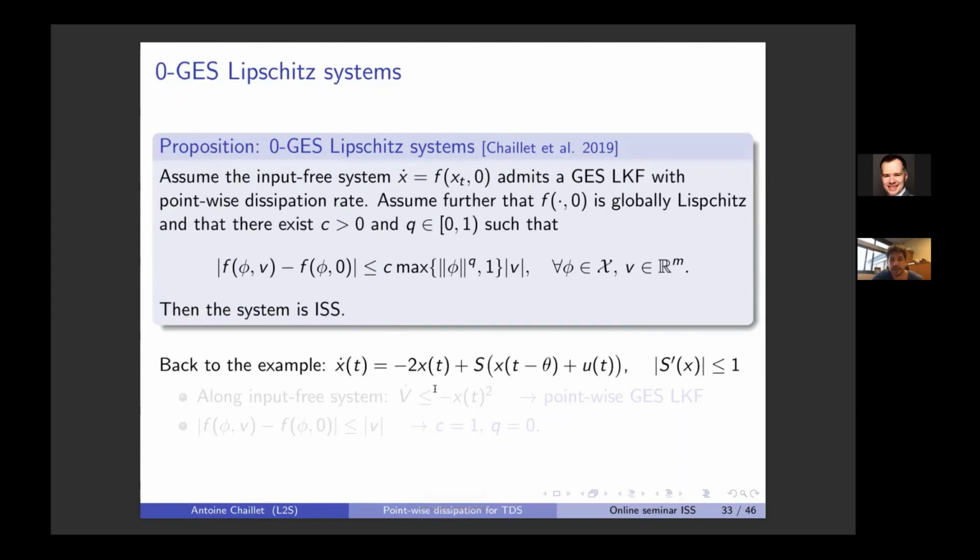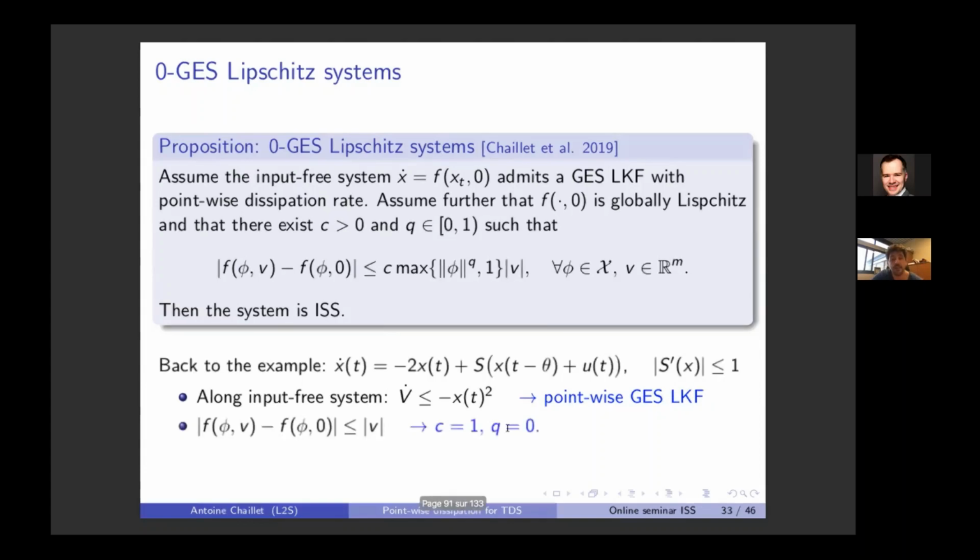So back to the example, we had this system here. If I consider the input u equals 0, we have seen that V dot is smaller than minus x of t squared. So I indeed get a pointwise Lyapunov-Krasovskii functional for global exponential stability. I can easily check that this inequality is fulfilled with just c equal 1, q equals 0. So I get iISS for this system.